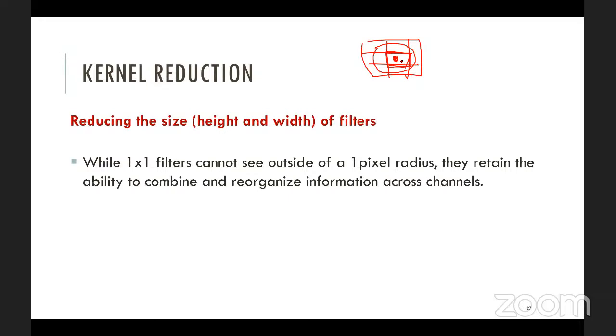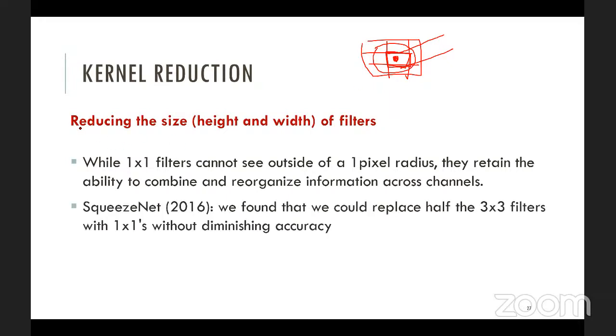But still, these 1 cross 1 filters have the ability to combine and reorganize information across the channels. Information across the channels is there, so that can be combined using these point-wise convolutions, right? How, we will see. Now, somebody was asking this question also: what happens when we reduce the size of the filter? Here, this example is also there.